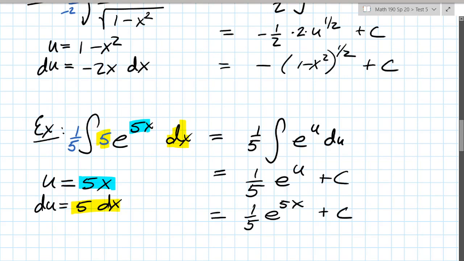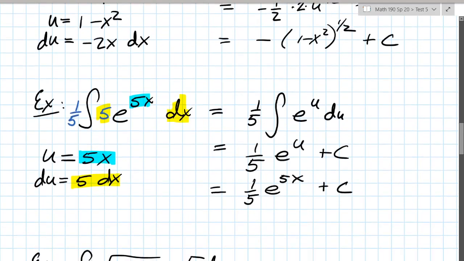Now you may be able to do this in your head, and you probably want to do this in your head if you can. Think about it. There's going to be a lot of integrals in your future and a lot of u substitutions in your future, and it'll make your life easier if you can do it in your head.